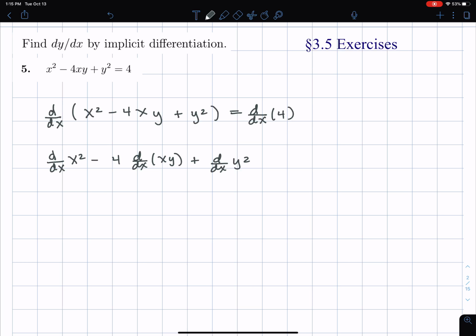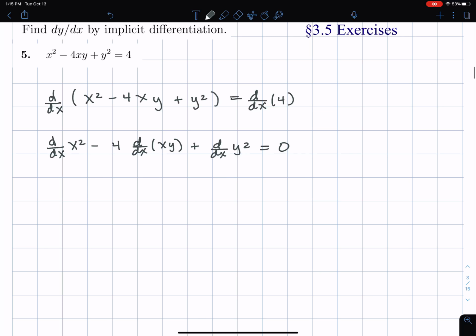So I take the derivative of each of these. It's called linearity of the derivative operator that allows me to do that. So this is the derivative with respect to x. The derivative with respect to x of x squared is 2x. The 4 I'll leave alone, that's a constant.